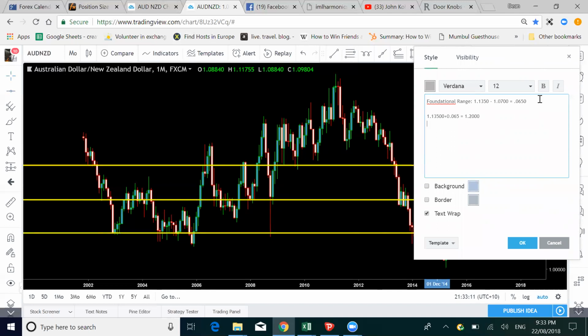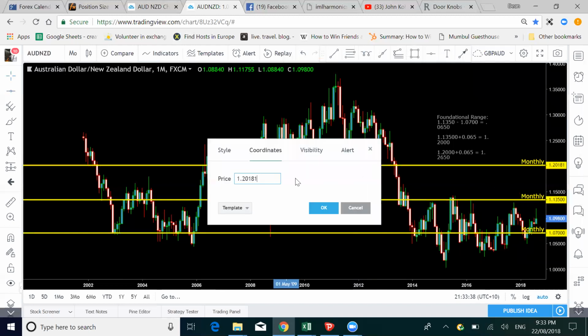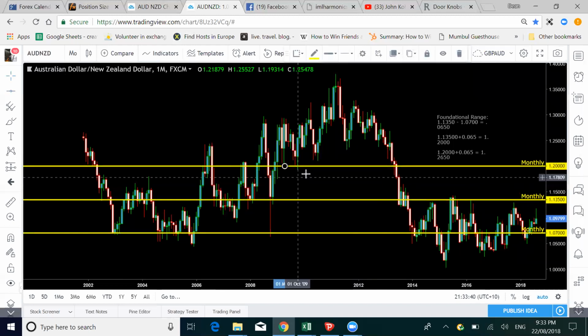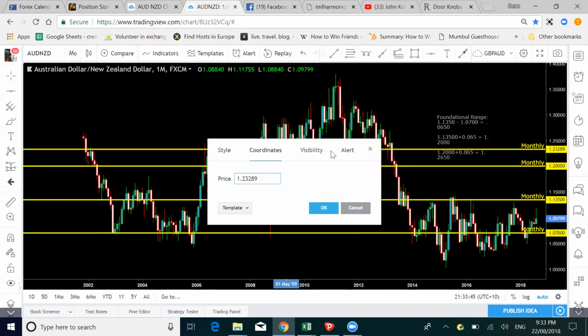And if we do the next line above that, 1.2000 plus 0.065, that's going to be 1.265, provided my maths is all right. Okay, so let's see how that looks. So 1.2, and then this one was at 1.265.